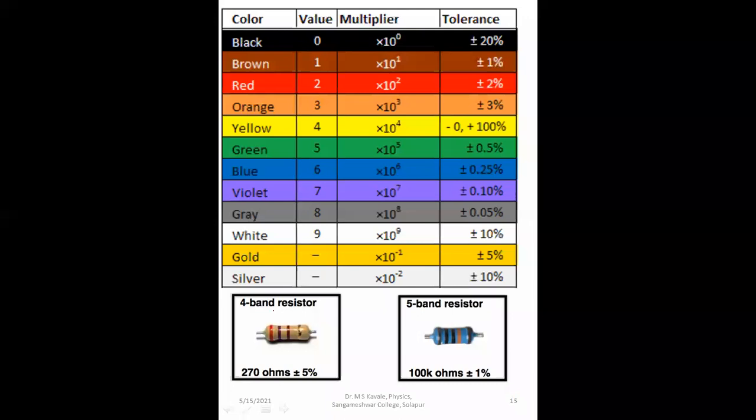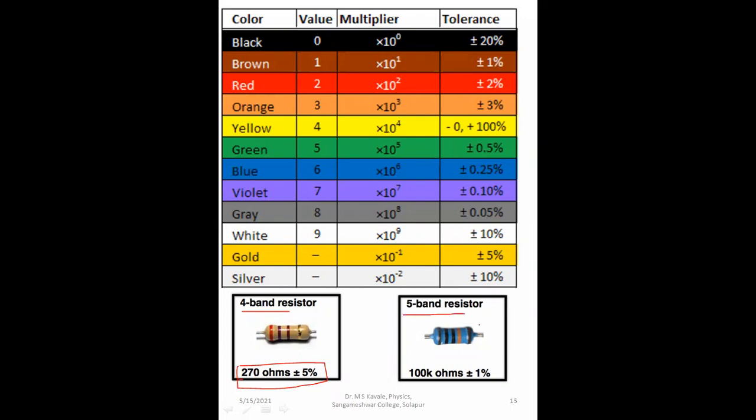Suppose we have a 4-band resistor like this. The first one is the red color. Red is having 2, therefore it is 2. Then another one, the violet color, which is 7, so 27. The third one is the brown one. Brown stands for 10 raised to 1, that is 10. So 27 into 10 is equal to 270. And the last one is the gold color, whose tolerance is 5%. Therefore, it is 270 ohms with tolerance of 5%.